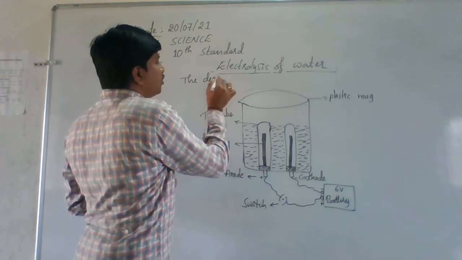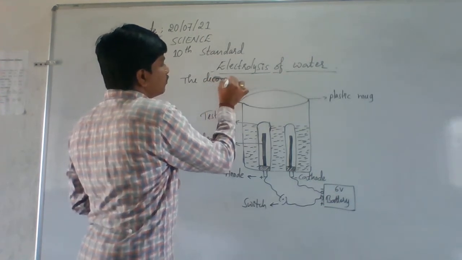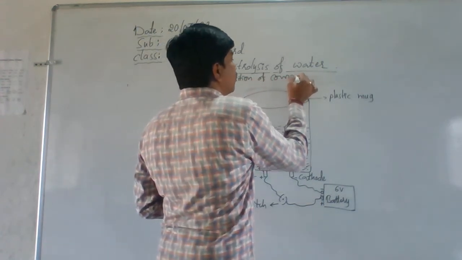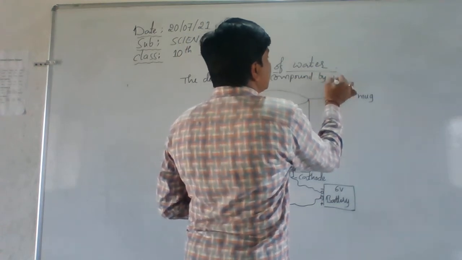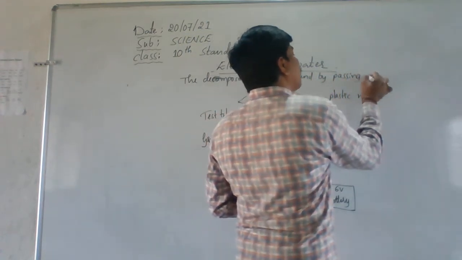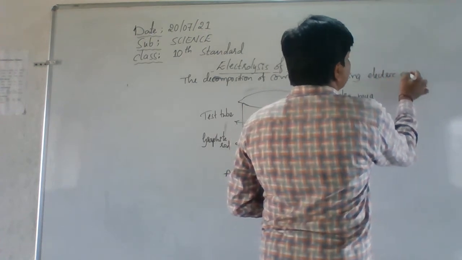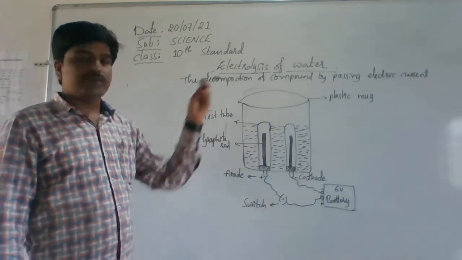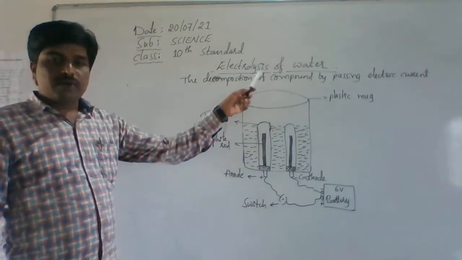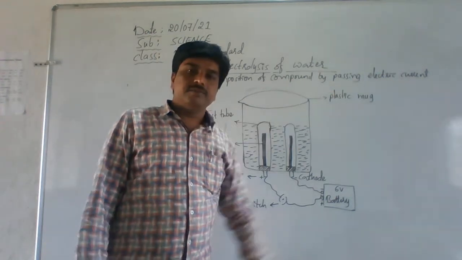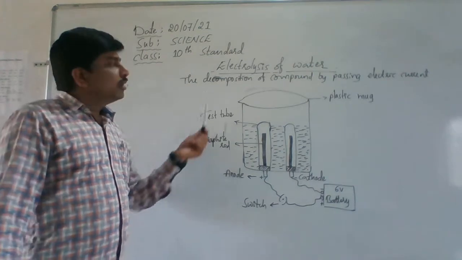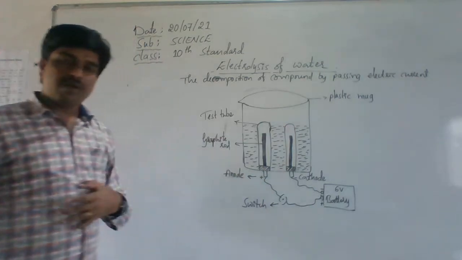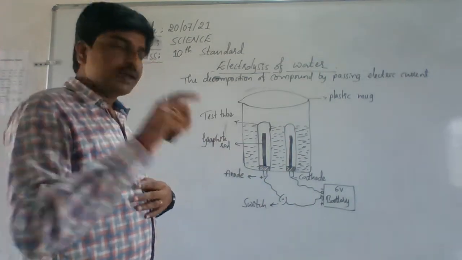The decomposition of a compound by passing electric current, that we call electrolysis. Here electrolysis of water is there. Understand? To separate hydrogen and oxygen from that water, you have to pass the electric current to it.